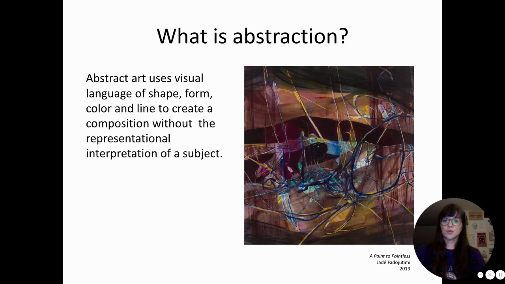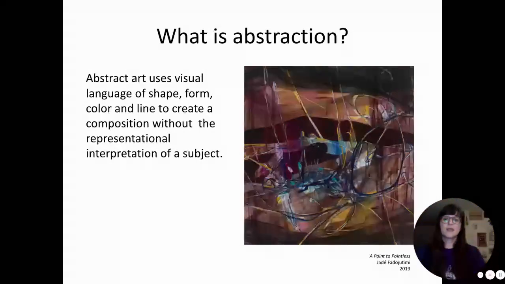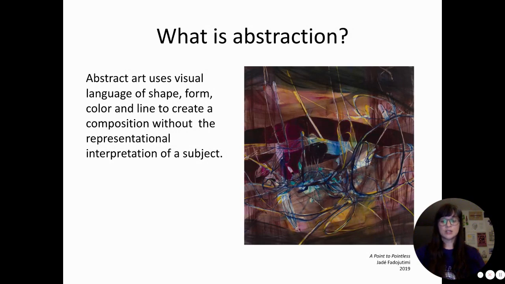So far in this class, we've really tried our best to create representational art, which is to try to recreate what we're seeing in front of us with line and shape and value and form to make things look as realistic as possible. But abstract art uses the same visual language of shape, form, color, and line to create a composition that doesn't have a representational interpretation of a subject. So what you're looking at is just a composition that is very visually interesting, but doesn't necessarily look like something that you would see out in the real world.